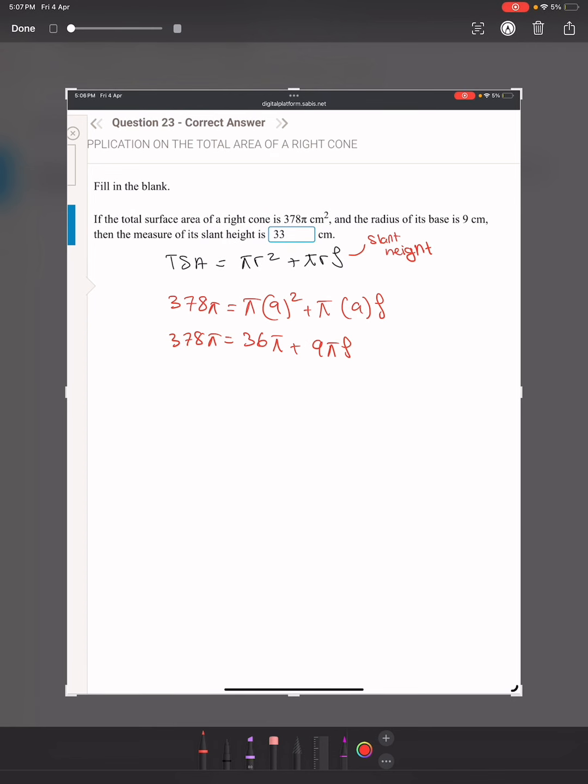So 36? What? No, this is 81. Sorry. 81 pi. Move this to the other side. 378 pi minus 81 pi equals 9 pi l. Solve this, you get 297 pi equals 9 pi l. Move this to the other side. 297 divided by 9 is 33 pi equals l. That's it, pi cross pi, that's it.